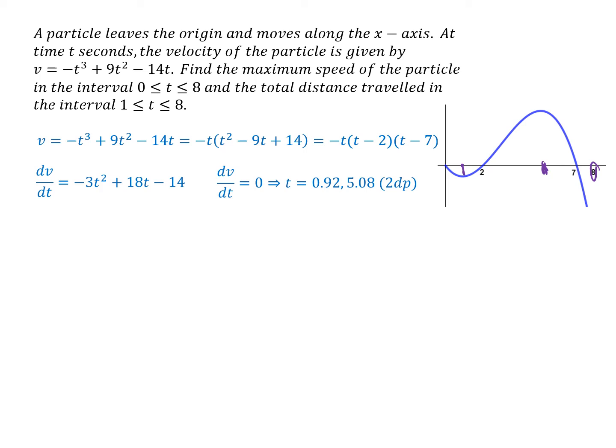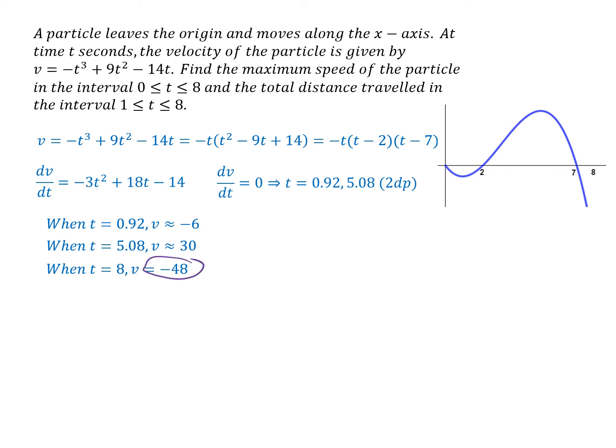So putting the first value of t into this expression for v, I get the velocity is minus 6. When t is 5.08, I get the velocity is 30. And when t is 8, I get the velocity of minus 48. So this is the maximum speed. Maximum speed is 48 meters per second.